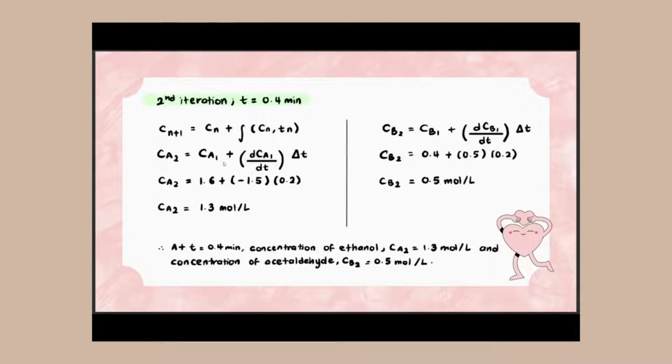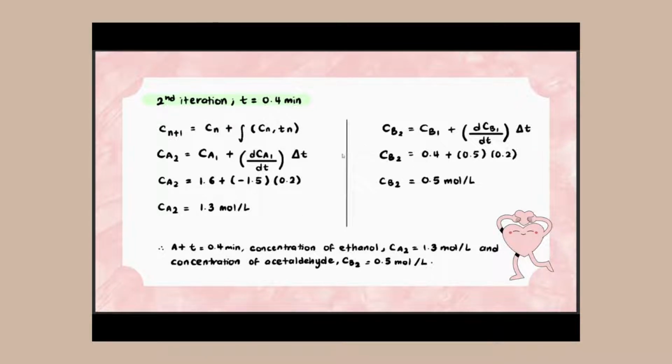Next, we continue with finding the second Ca value by using still the same formula, but using the newest value that we have, which is Ca, 1.6, and then the dCa over dt, the new one that we have calculated, which is -1.5 times 0.2, and then we will get the value of 1.3 mole per liter. After that, we will calculate the Cb.